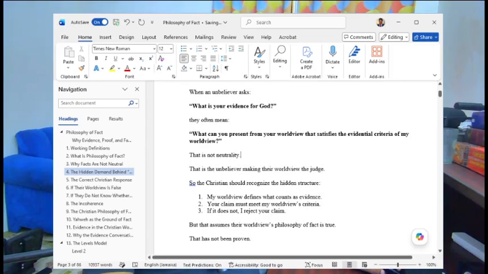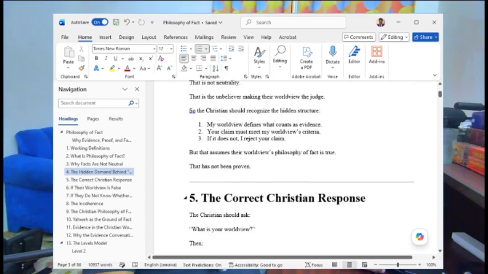So the Christian should recognize the hidden structure. My worldview defines what counts as evidence. Your claim must meet my worldview's criteria. If it does not, I reject your claim. You see why there are atheists now, guys? You see why? People out there claim to be atheists. They have a worldview that they're using as their judge on Christianity.